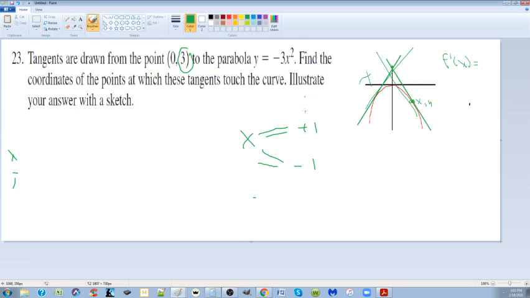And when I plug 1 in, my value of y is minus 3. And when I plug negative 1 in, my value is also negative 3, which makes sense because I started on the axis of symmetry. I'm going to get points that are along the same plane. So the points we're talking about are (1, -3) and (-1, -3) over here. They're going to be along the same plane because the point I was drawing to is along the axis of symmetry.